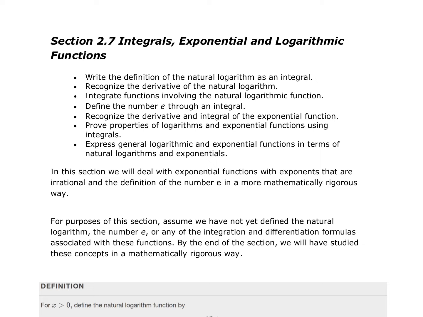We're going to define the number e through an integral. We're going to recognize the derivative and integral of an exponential function. Again, I know we did that in a previous video. We're just going to do some more. We're going to prove properties of logs and exponential functions using integrals. We're going to express general logarithmic and exponential functions in terms of natural logs and exponentials.